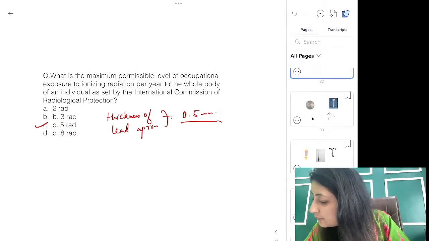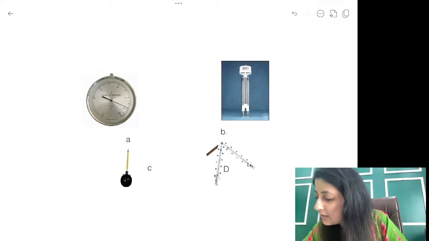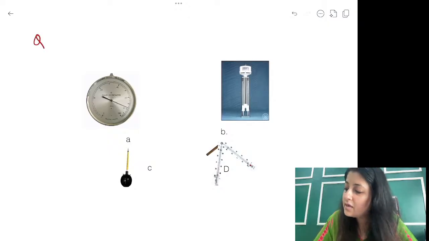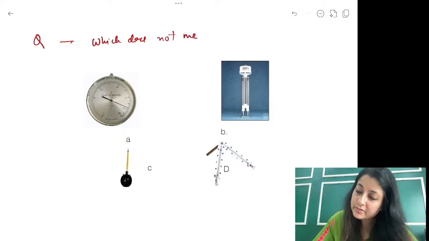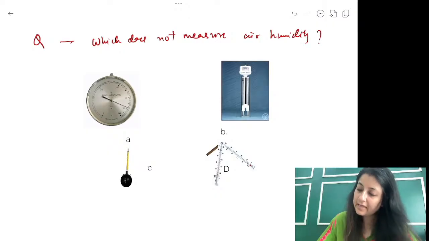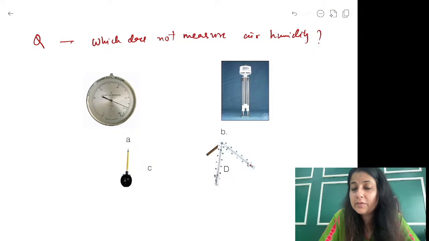Okay. Couple of more questions. We're coming to air, 1 or 2 questions, guys. Question: which does not measure air humidity? Which does not measure air humidity from these images? A, B, C, D. Which one does not measure air humidity from these images? ABCD.